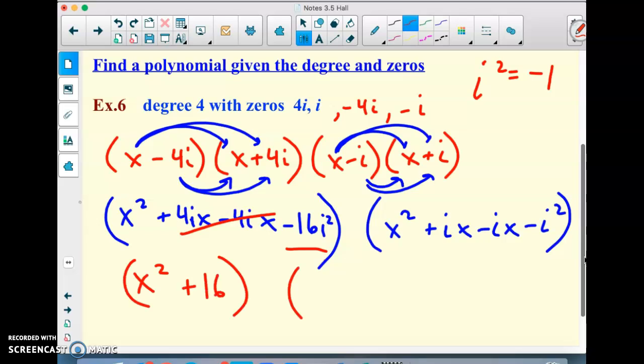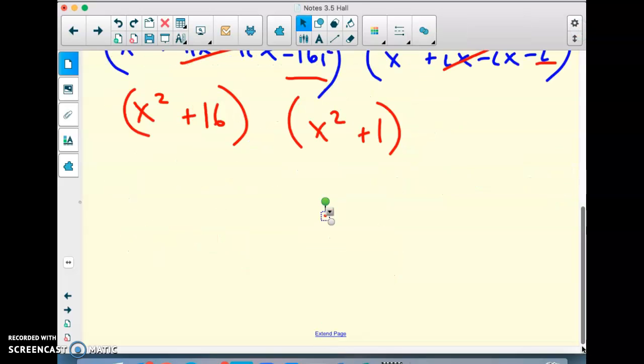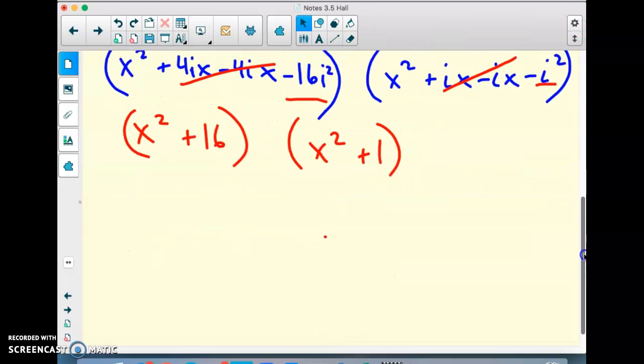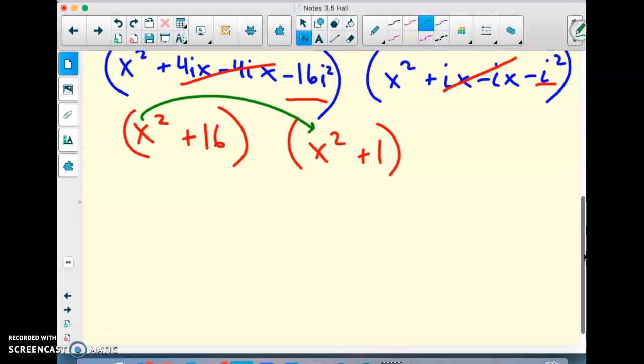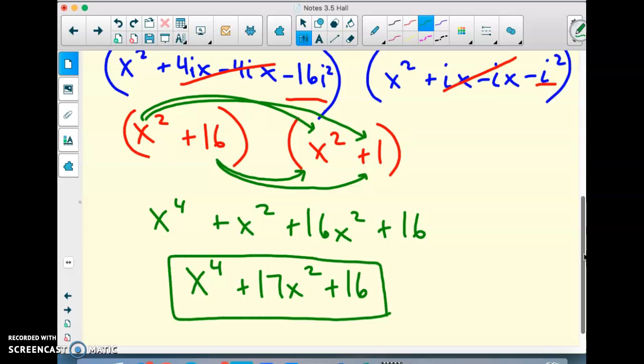And the same thing over here. I have x squared. Negative i squared right here is just a positive 1. And now if I FOIL those two out, my final step. Now, x squared times x squared is x to the 4th. x squared times 1 is just x squared. 16 times x squared is 16x squared. 16 times 1 is plus 16. Combine like terms, x to the 4th plus 17x squared plus 16 is the final answer.